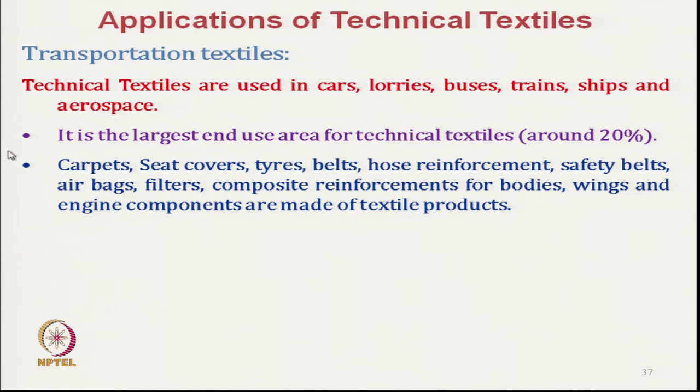where the carpets of cars, buses, trains, aerospace, carpets, seat covers, tires, belts, safety belts, airbags, filter, composite, reinforcement. So, all these areas, it is for composite body, where technical textiles are used.